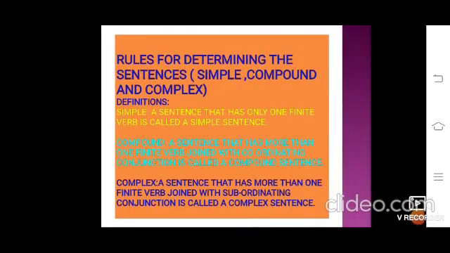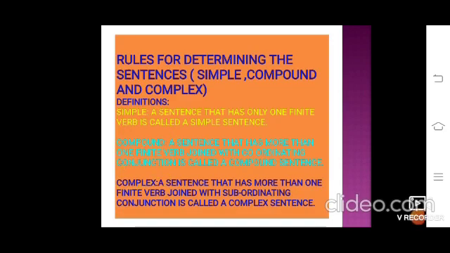Rules for determining whether sentences are simple, compound, or complex. So this was just a warm up of what you have done till now. Now in this chapter, children, you have to tell whether the given sentence is simple, compound, or complex. But before that, we have to see what simple, compound and complex sentences are. First, the definitions. A sentence that has only one finite verb is called a simple sentence, and a sentence that has more than one finite verb is called either compound or complex.